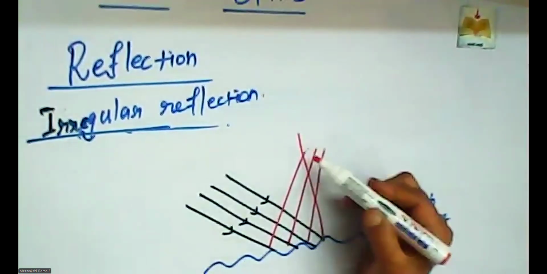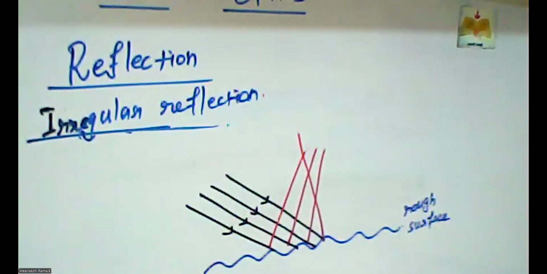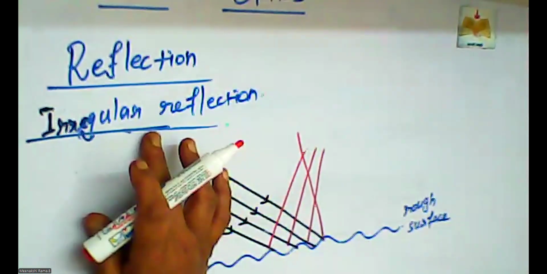So in this manner, the reflection occurs as irregular reflection. Light falls on a rough surface, and the light rays are reflected at different angles. The angles are not correct. The angle of incidence and the angle of reflection are not equal, compared to regular reflection. So the law of reflection is not obeyed in irregular reflection.